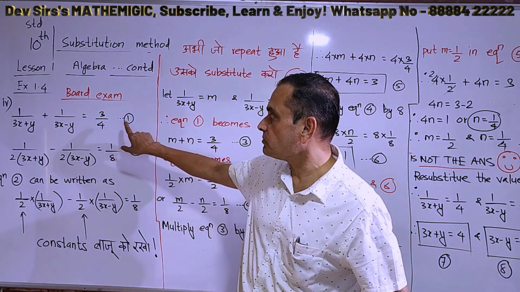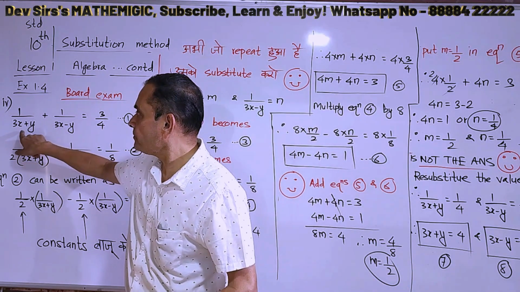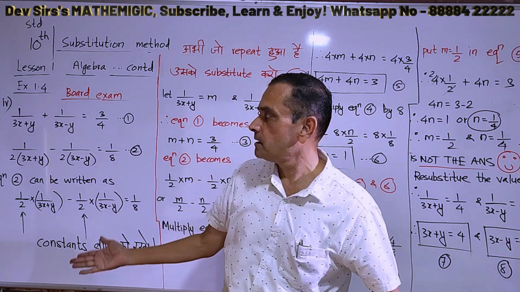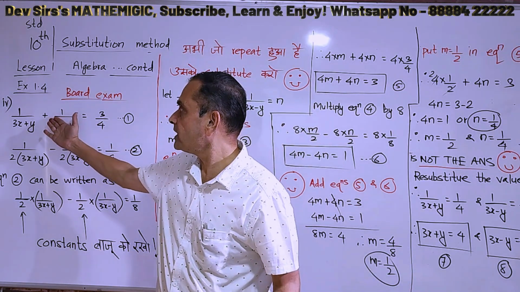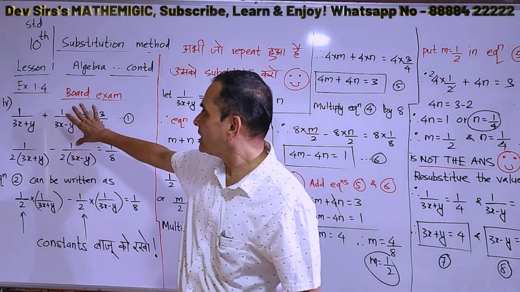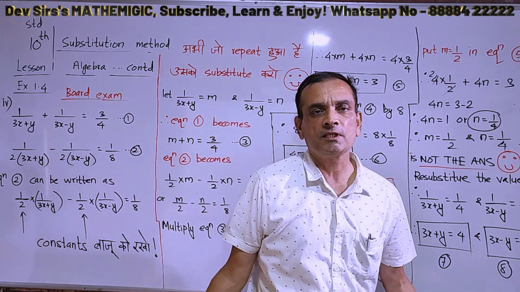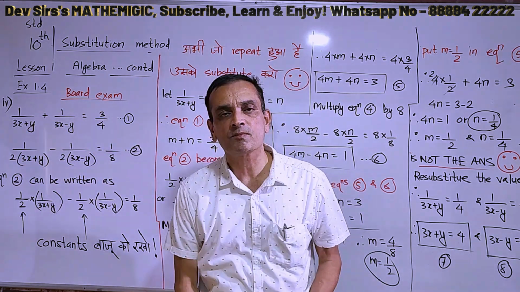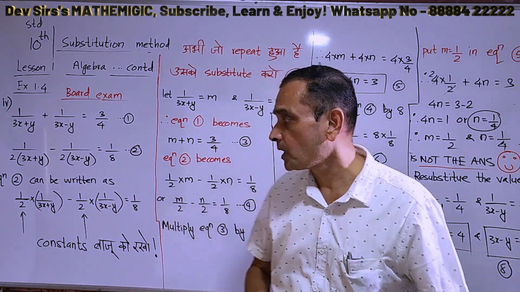Equation 1 में there is no constant in front. बाजू को रखने के लिए कुछ नहीं है. Except for 1, there is no other number like 3 or 4. तो equation 1 को कुछ करने की जरूरत नहीं है. Already it is 1 upon 3x plus y, 1 upon 3x minus y. Leave it, छोड़ दो उसे.